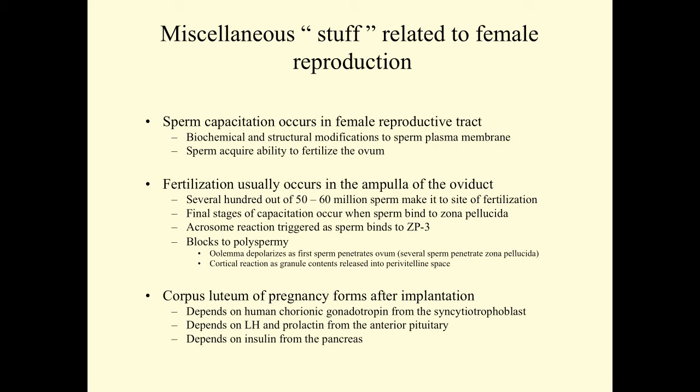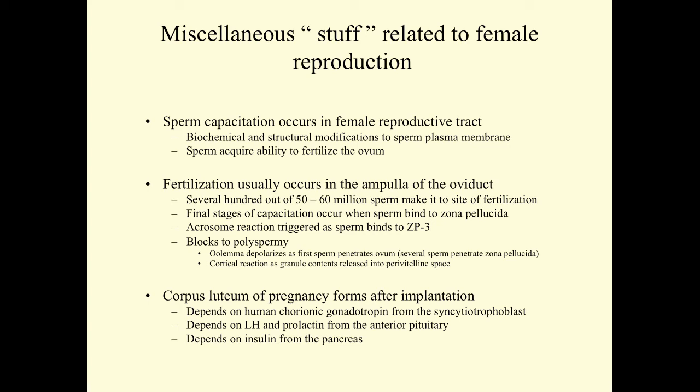The final stages of capacitation occur when the sperm binds to the zona pellucida, and that will trigger the acrosomal reaction as sperm bind to zona pellucida 3. That'll cause a block to polyspermy. The oolemma, the so-called plasma membrane of the oocyte, is going to depolarize just as soon as the first sperm penetrates the ovum. Turns out that several sperm can penetrate the zona pellucida, but only one will penetrate the ovum. As soon as that first sperm penetrates the ovum, the oolemma depolarizes, and there'll be a cortical reaction. There'll be a massive release of the cortical granule content into the perivitelline space.